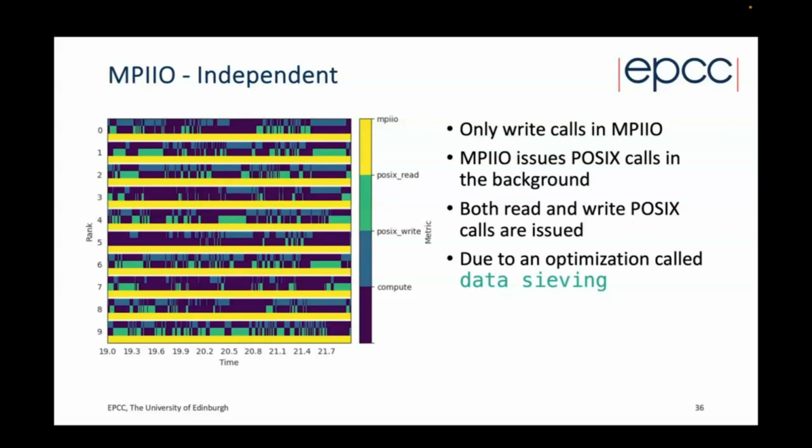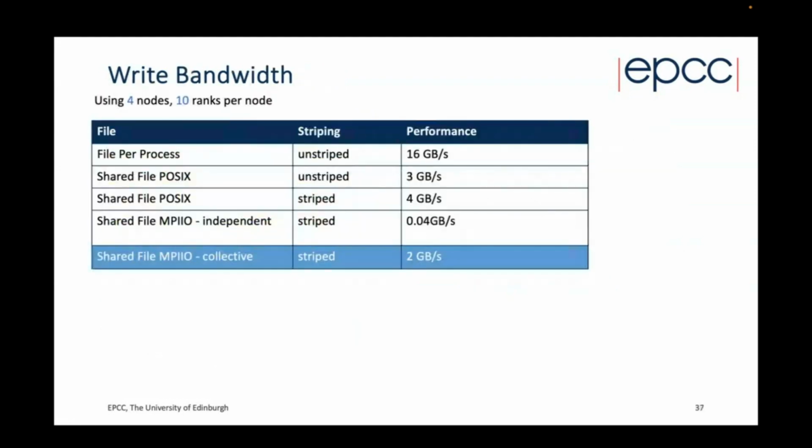This is due to an optimization called data sieving. We won't go too much into that, but essentially MPI-IO is collecting all these small operations and putting them together in one big block and then writing it to the file. But it has to be careful not to overwrite things. So first it does a read of what's already in the file, updates it with the bits it wants to write, and then writes it back to the single shared file. So let's try with collective and see if we get better. Indeed, we get something more reasonable at 2 gigabytes per second.